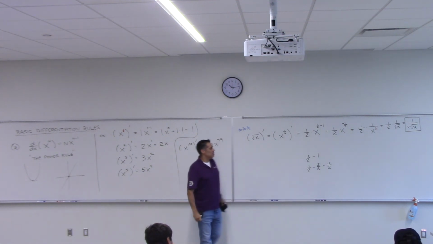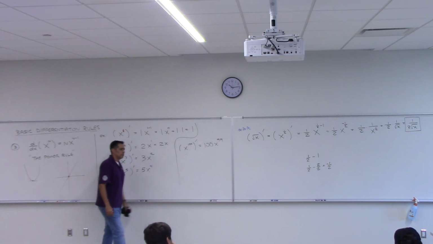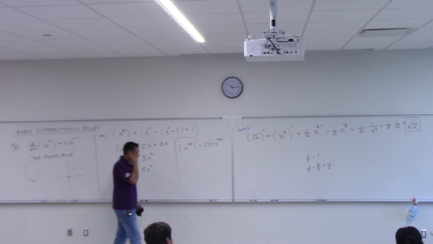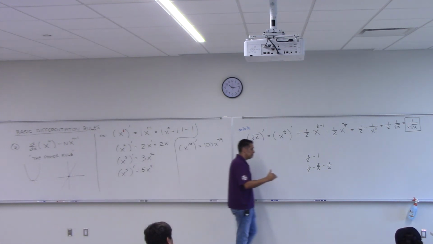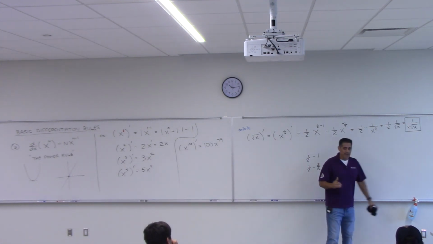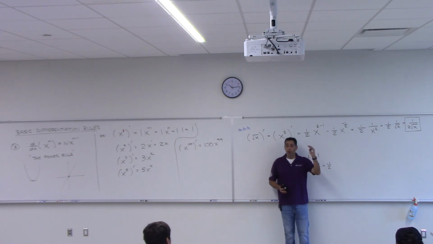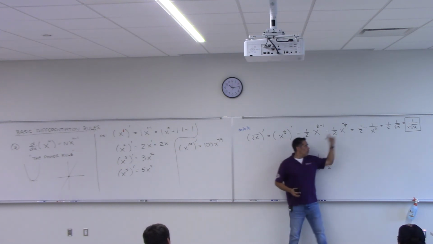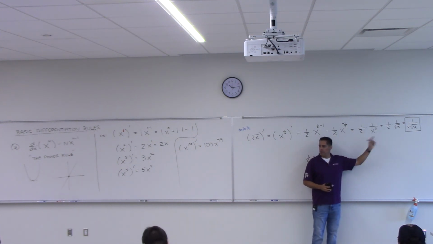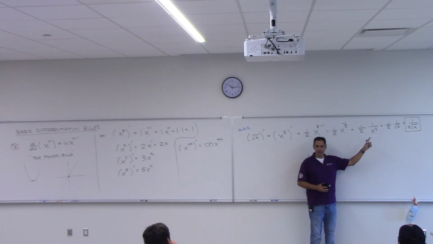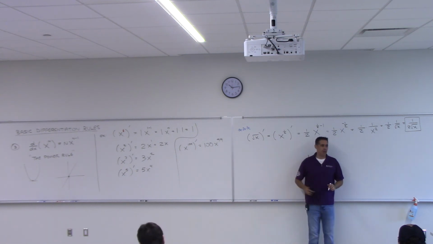You do not need to rationalize it. From here on out in this class, if I ask you what the derivative of the square root of x is, you should just go automatically to 1 over 2 root x. That's the derivative of the square root of x.